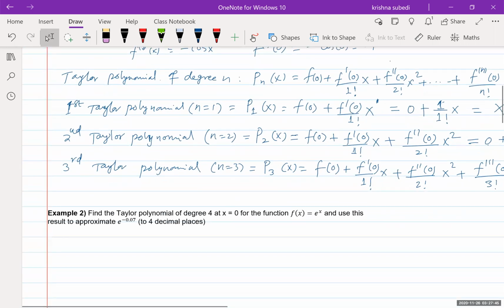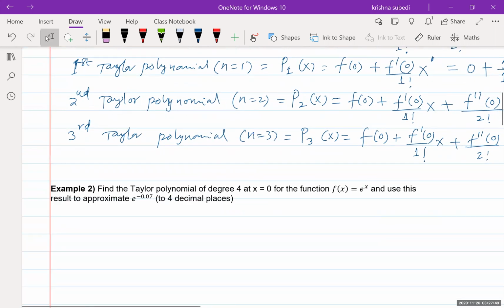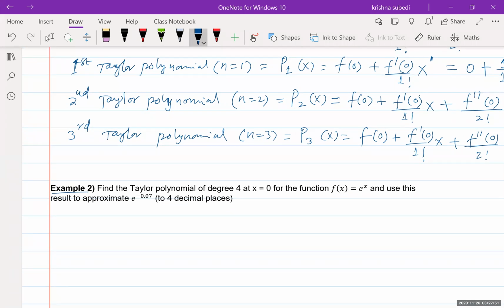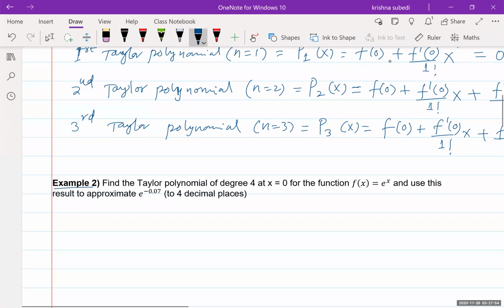Let's look at example 2. Find the Taylor polynomial of degree 4 at x equals 0 for the function f of x equals e to the x, and use this result to approximate e raised to the power negative 0.07 to 4 decimal places. All right, are you ready, guys? Now let's calculate. We need to do up to degree 4, so we need to find up to the fourth derivative.